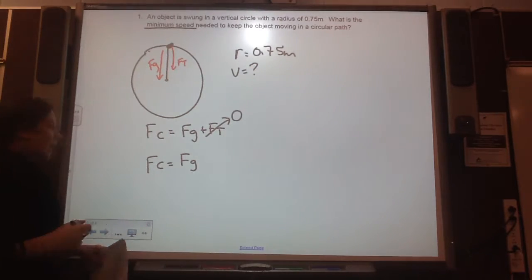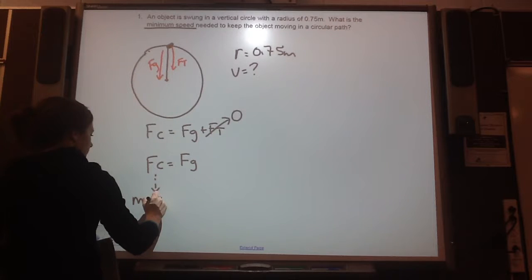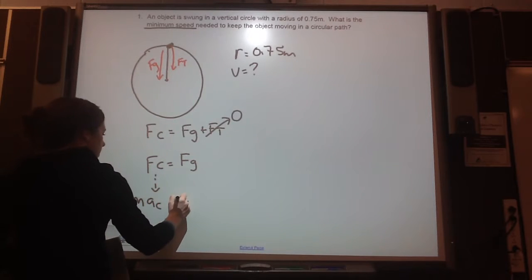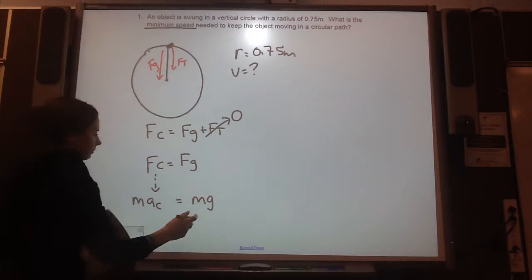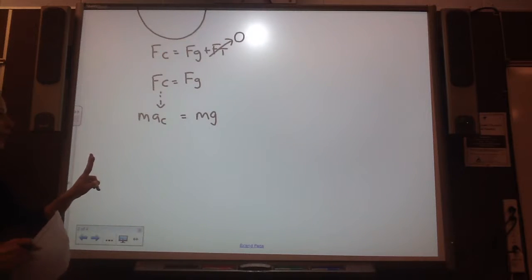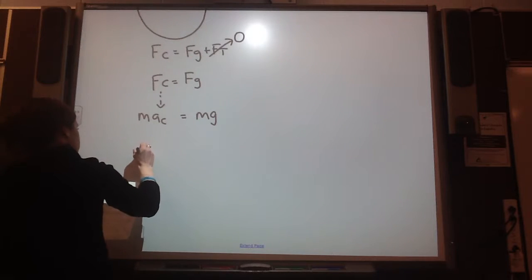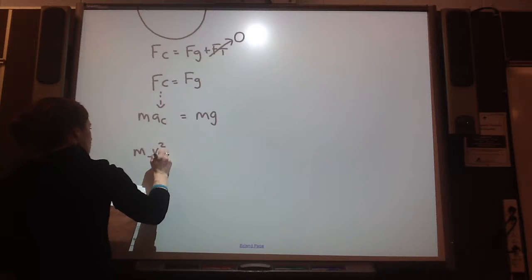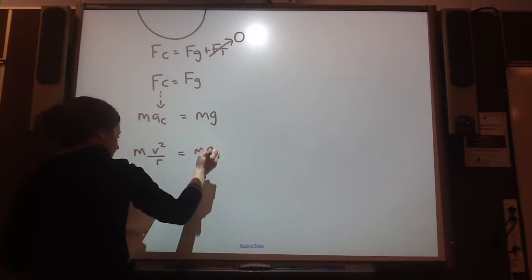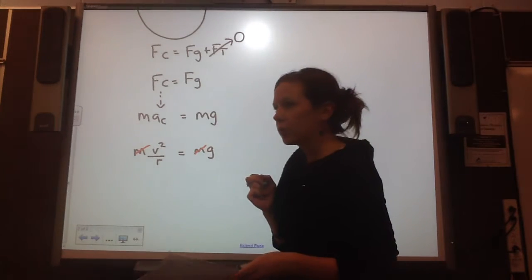So I look at my force, which is going to be m times ac is equal to m times g. Well, there's two options for ac. The one that looks like I need to use is v squared over r. So I go m times v squared over r is equal to mg. You can cross off the m's because they're the same on both sides.